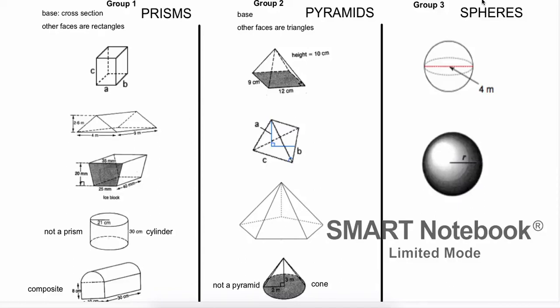Hello students, today we are going to move on to three-dimensional figures. When we talk about three-dimensional figures, we will talk about three groups. So the first group is called prisms, the second one pyramids, and the third one spheres. Prisms and pyramids, all their faces should be flat, so they do not have a curved surface.